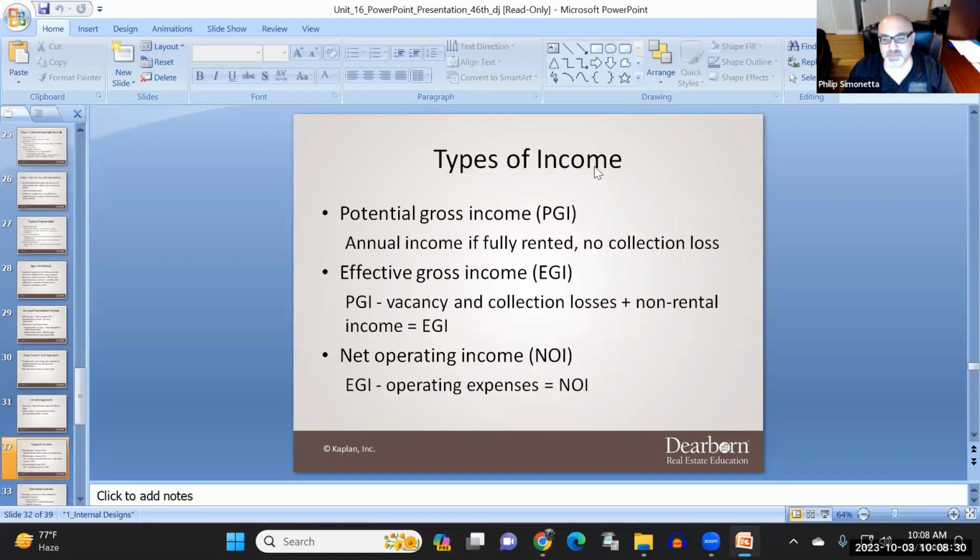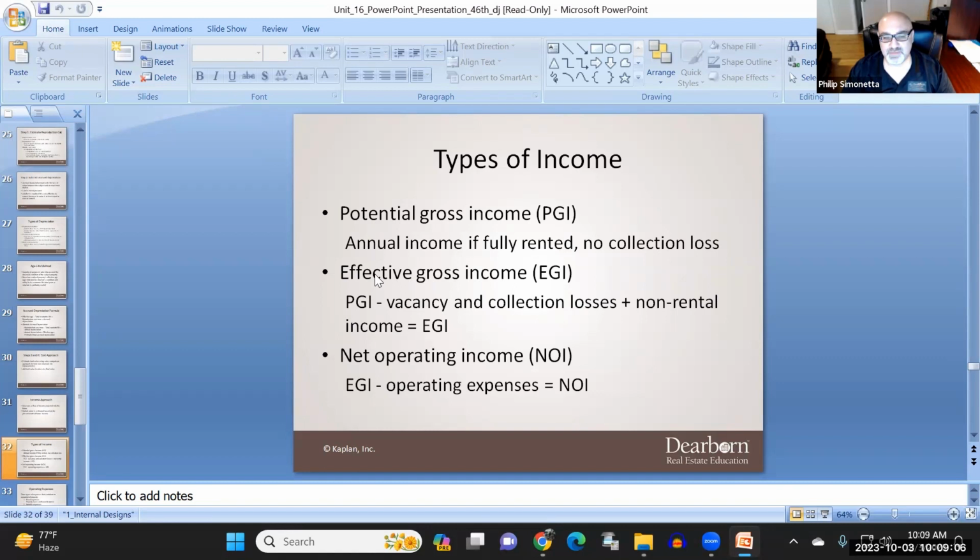So what kind of income do you have? Now you need to know this because there's going to be some math problems on this. There's the gross income, effective gross income. There are 2 calculations for this for different areas of real estate, but you need to know how this is calculated and what it is. So the types of income: potential gross income is the annual income if the property is fully rented and there's no collection losses. That means it's rented all months out of the year and nobody misses a payment, right? That's your potential gross income. That's the most you can make.